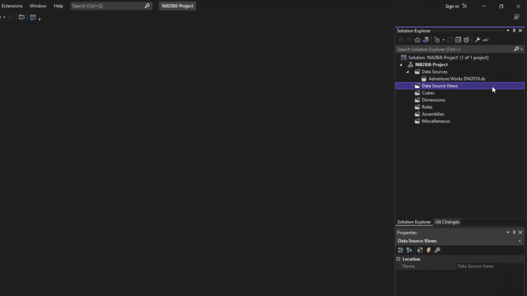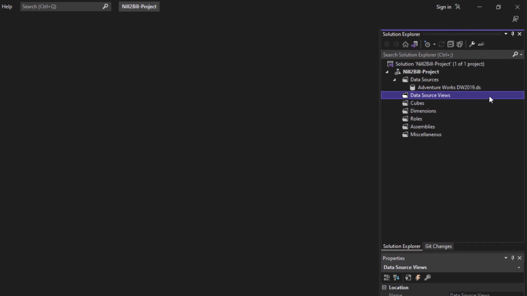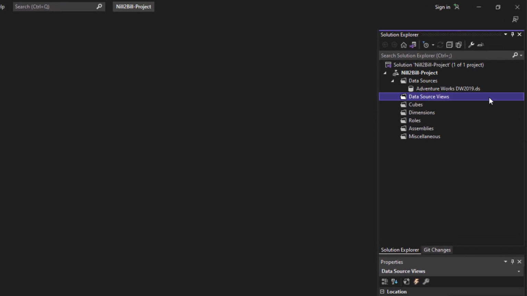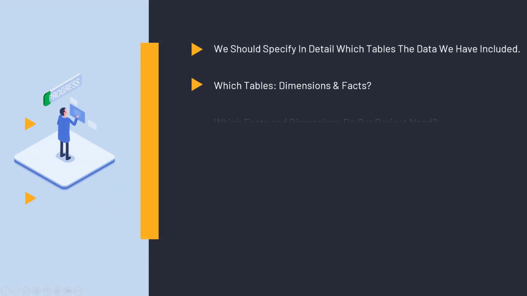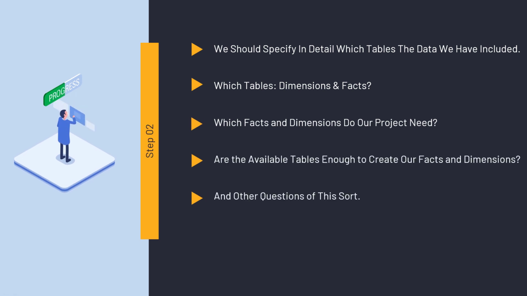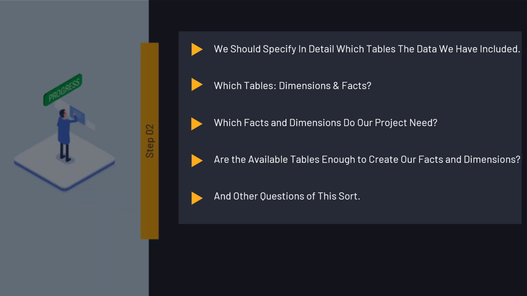Step 2. Design a map for it. Now we get to the part where we should define a principled map for our project. At this step, we should answer the following questions.